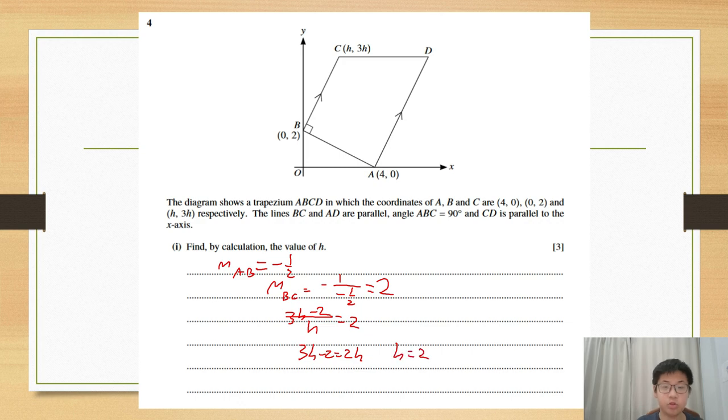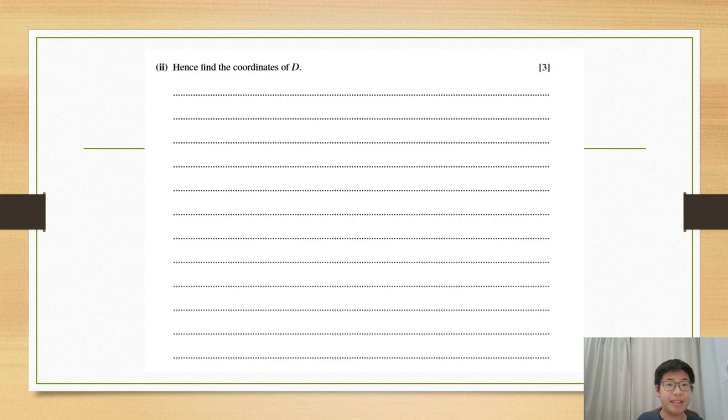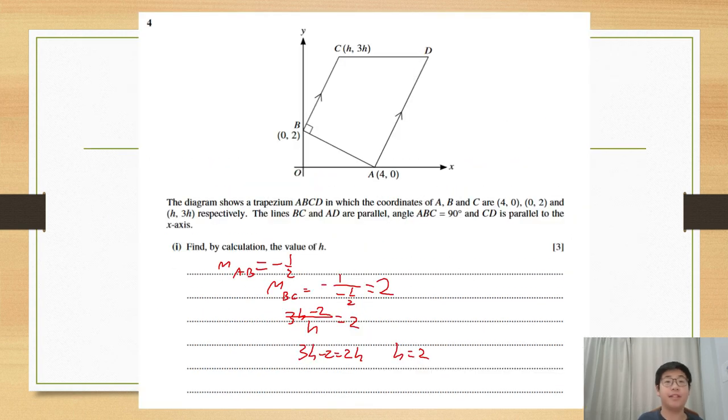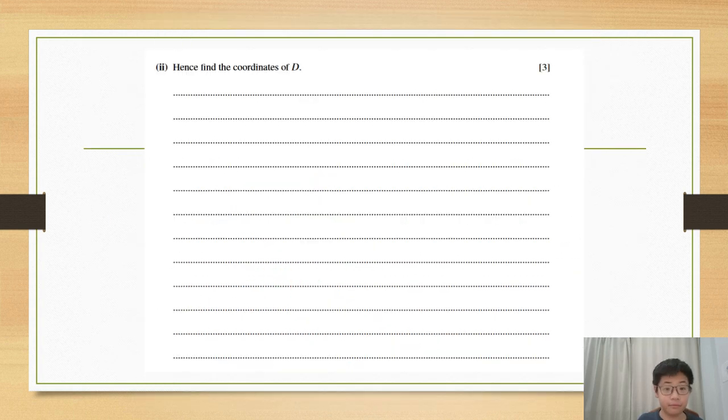h equals 2. You can use Pythagoras or use vectors if you had studied vectors, but in Pure 1 in the new syllabus, you're not expected to know vectors. Hence, find the coordinates of D. Great, just great. So the y coordinate of D is 6.